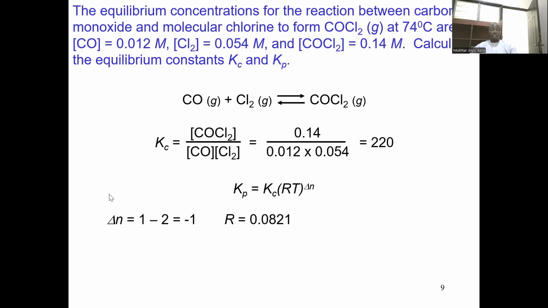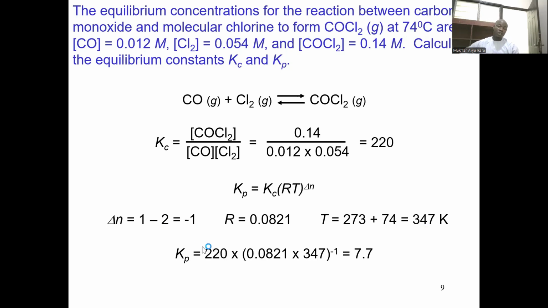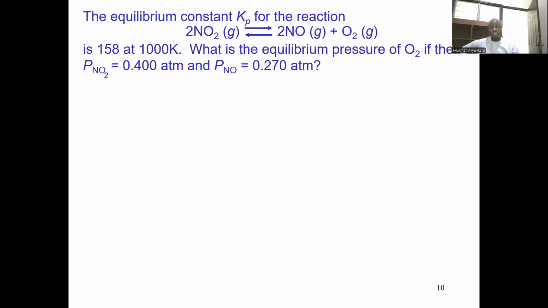So now, of course, we have our R value, which is a constant value that is always given. It is 0.0821. And of course, we have the temperature here at 74 degrees centigrade. So we add it to 273 to get our temperature in Kelvin, 347. Then we substitute the values by saying Kp is equal to 220 times open bracket 0.0821 times 347 close bracket, raised to the power of minus 1. Of course, we have 7.7.